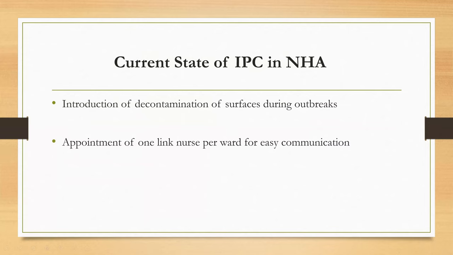Okay, we introduced decontamination of surfaces instead of fumigation, because fumigation doesn't really work. So we had to tell them that decontamination of surfaces is what works. And we appointed one link nurse per ward for easy communication from the ward to the IPC unit.